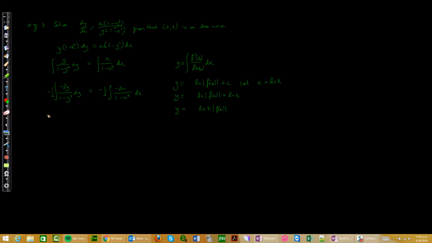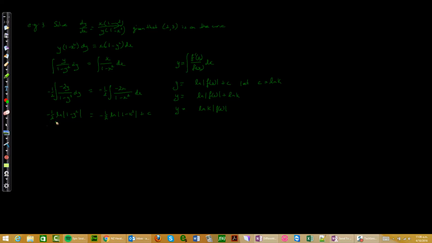So what will this be? This will be negative a half natural log absolute value of 1 minus y squared. And on the right hand side, exactly the same thing, but we have our constant. Now, as I discussed before, I'm going to get rid of this c here and replace it with a natural log in a moment. But before I do that, I want to get rid of this negative a half.